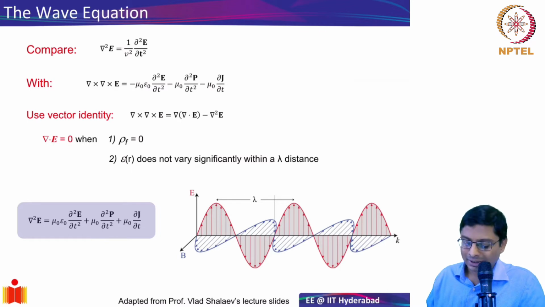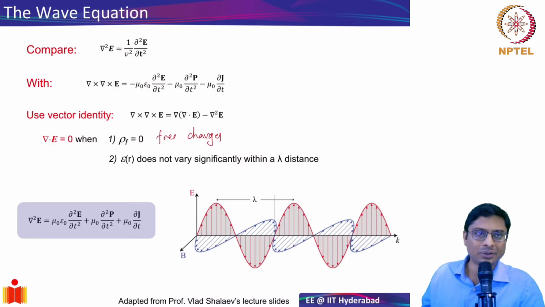And to simplify the left hand side, we will use a vector identity, which is given by this. The curl of a vector field is given by the first term consisting of the divergence of the field, and the second term consisting of the Laplacian. If you are talking about free space or a region where there are no free charges, so rho f means free charge, then rho f is 0. And also if epsilon doesn't vary significantly over the wavelength scale, then you can consider the divergence of E to be 0. Because of that, we will be able to simplify the equation to this form on the bottom here.